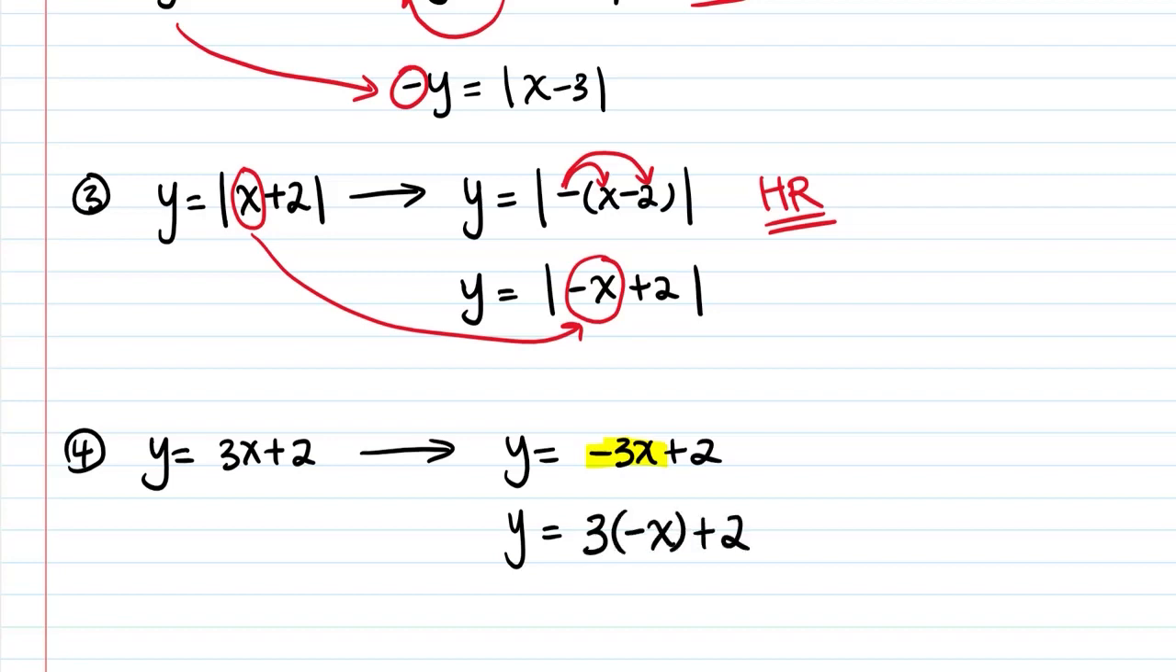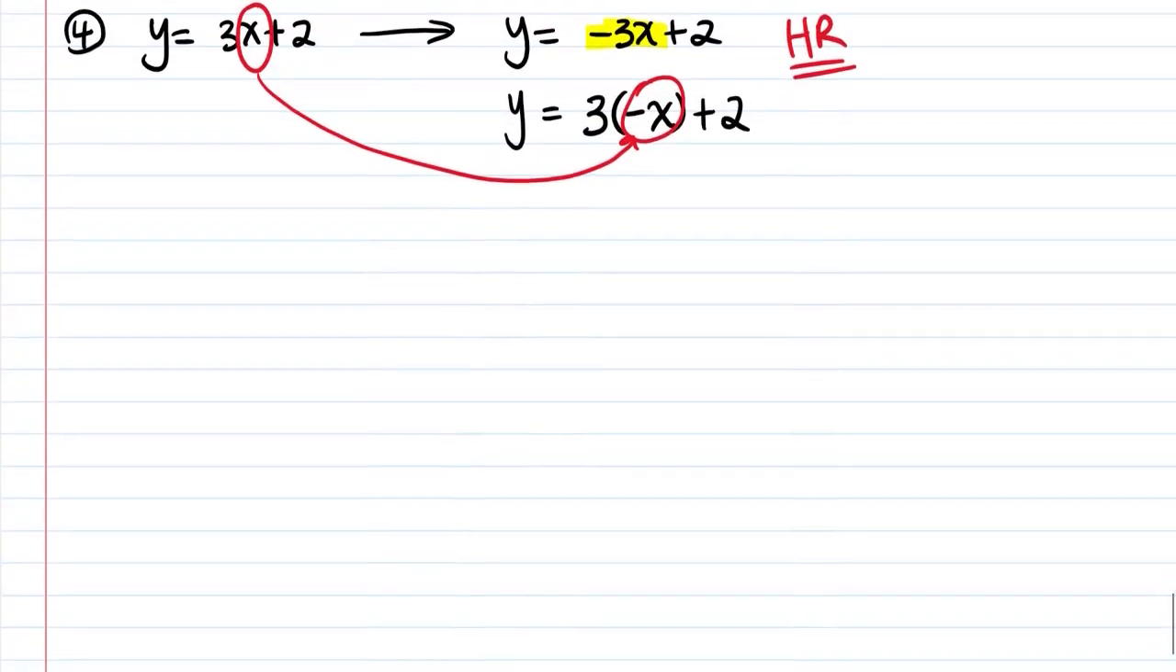What we did was we just moved the negative inside this multiplication, 3 times x. So we can see that x is becoming negative x. Nothing else is changed. y becomes y, x becomes negative x. All the other numbers are kept the same. So it is the horizontal reflection.